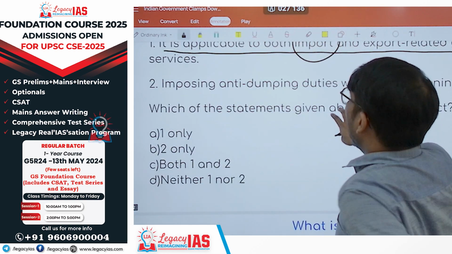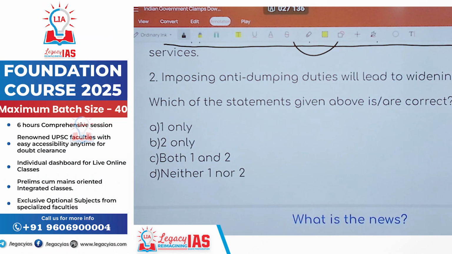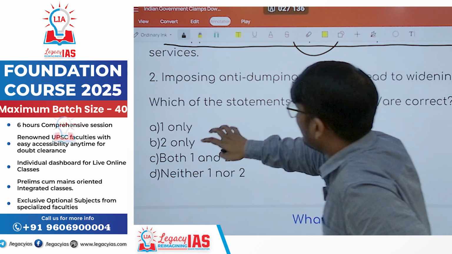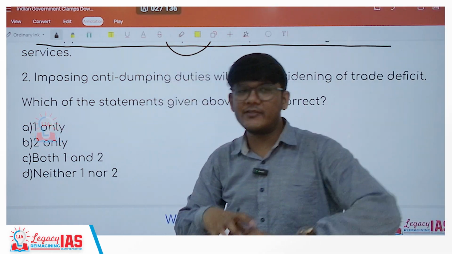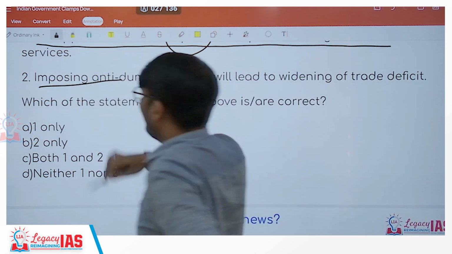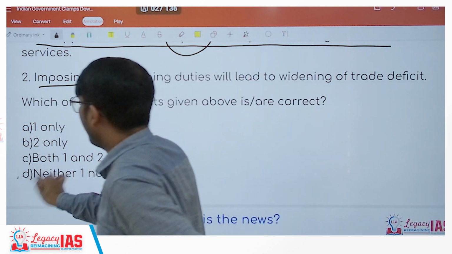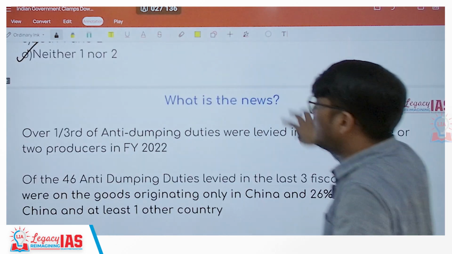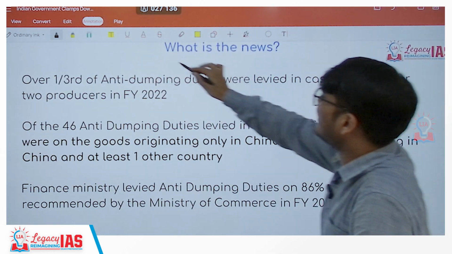Second, imposing anti-dumping duties will lead to widening of the trade deficit. It will not widen the deficit, it can rather close the deficit. So this is also wrong. We'll understand as we move ahead. The correct answer would be neither 1 nor 2. So first let's see what is the news.